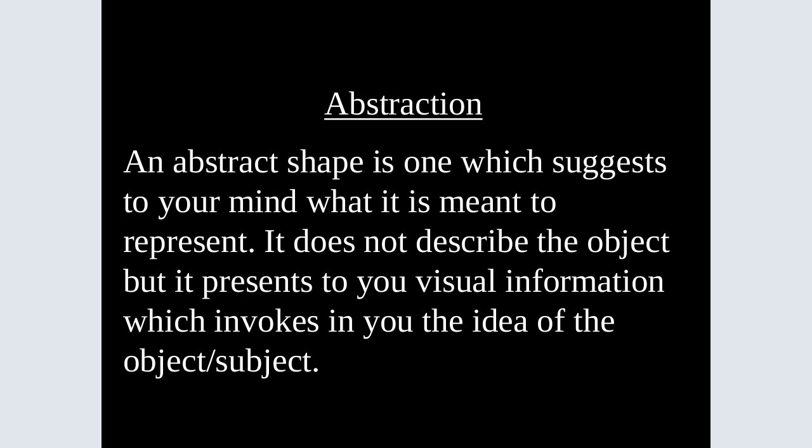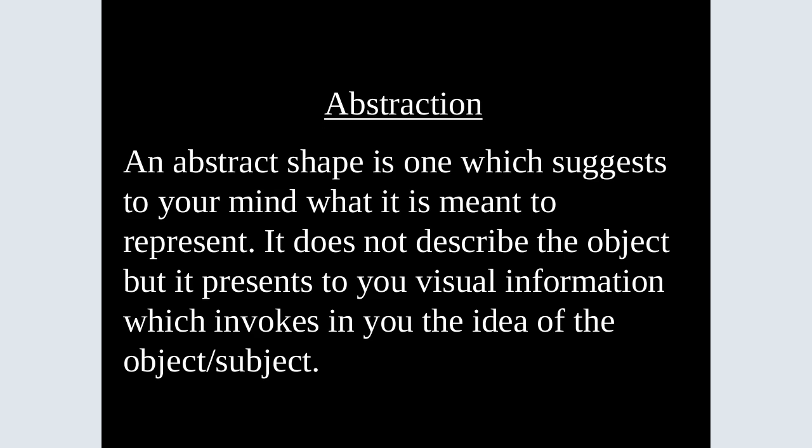Okay, so let's talk a little bit about abstraction. I have a long definition for what abstraction is, but it's a really good one. If you really want to understand what abstraction is, this is your definition. An abstract shape is one which suggests to your mind what it is meant to represent. It does not describe the object, but it presents to you visual information which evokes in you the idea of the object or subject. Let me read that one more time. An abstract shape is one which suggests to your mind what it is meant to represent, but it doesn't describe the object, but it presents to you visual information which evokes in you the idea of an object or subject.